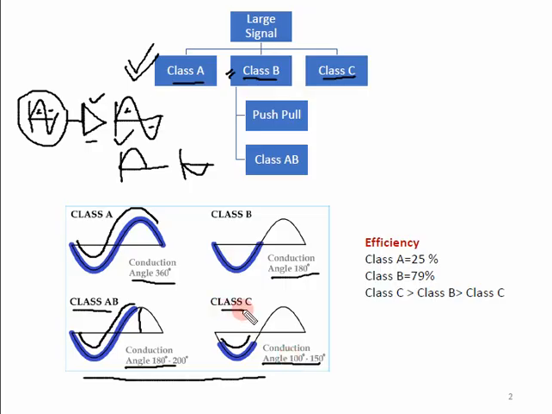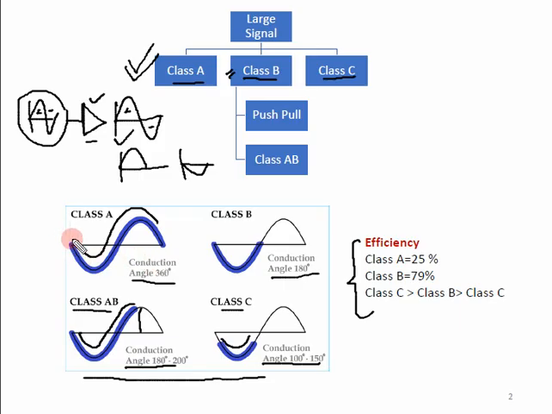So this is very simple. Depending upon the conduction angle of the input signal, that is, how the amplifier operates, we classified that operation as class A, class B, class AB, and class C. Now, this conduction angle will give you different values of efficiency.